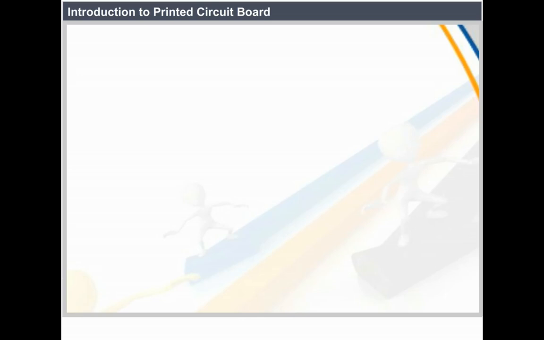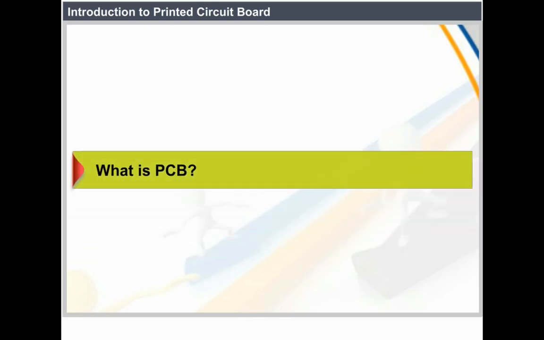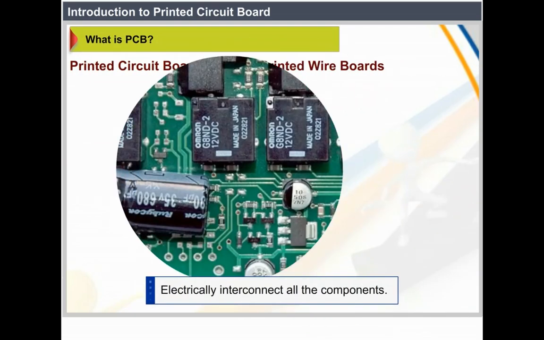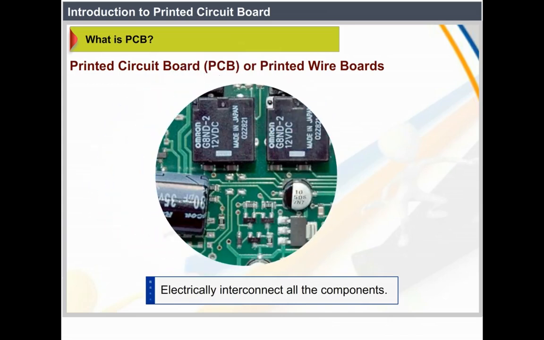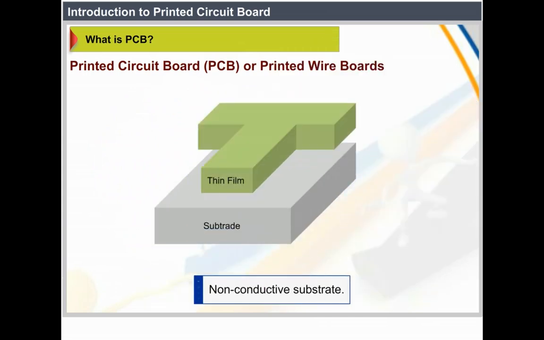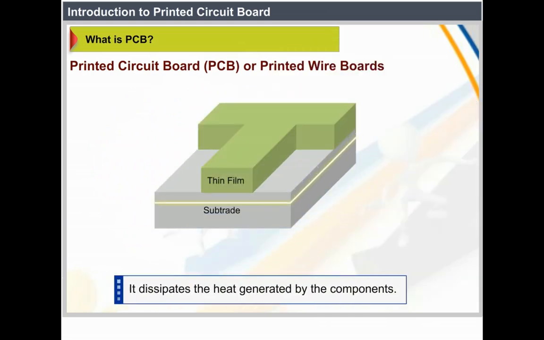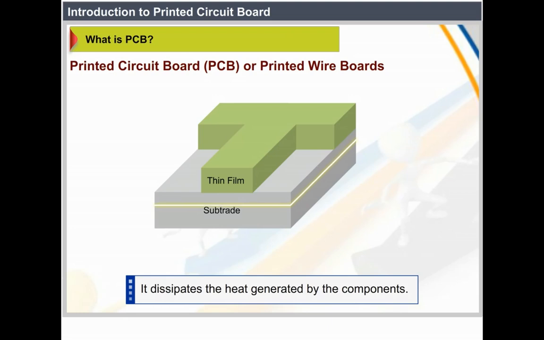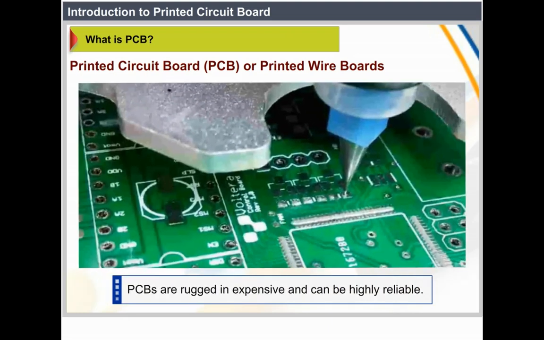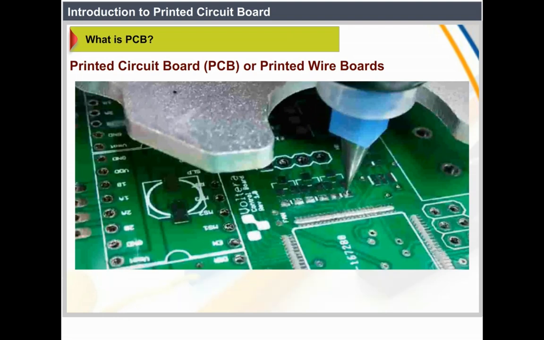Introduction to printed circuit board. What is PCB? Printed circuit boards, PCBs, or printed wire boards electrically interconnect all the components and mechanically support the components on a non-conductive substrate. They dissipate heat generated by the components. PCBs are rugged, inexpensive, and can be highly reliable.